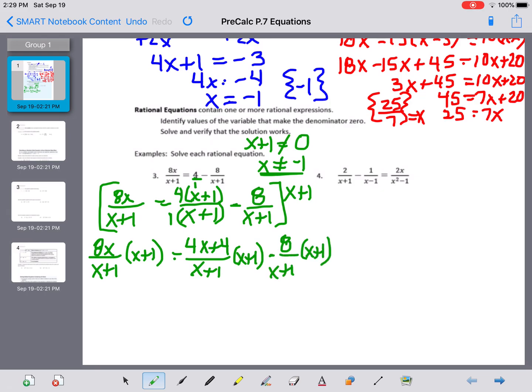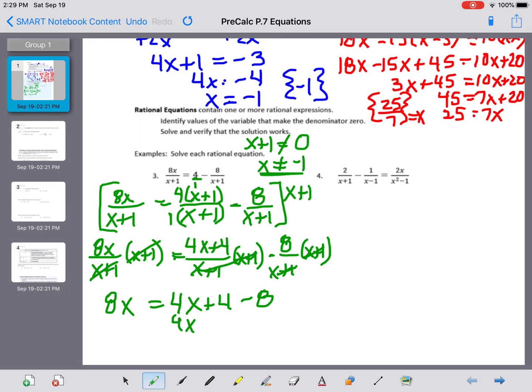When I multiply by this denominator, these two cancel. I'm left with 8x. These two cancel. I'm left with 4x plus 4. These two cancel. I'm left with minus 8. So when you multiply by a common denominator, it wipes out the denominator, and it's gone forever. We don't have to worry about it, okay? We kept the value of our equation the same, but we got rid of that denominator, so we're done with it. So now I'm just going to clean up.